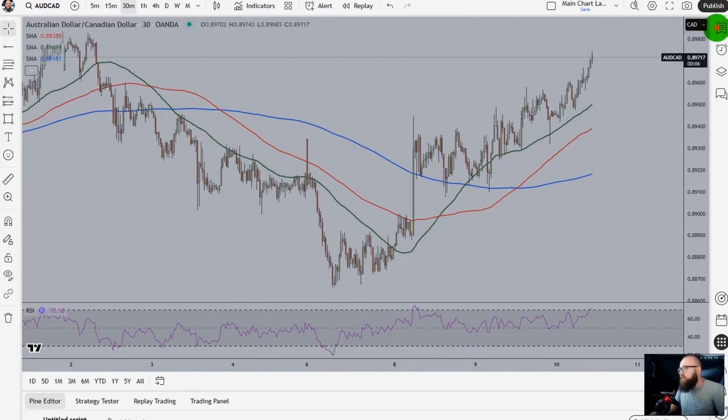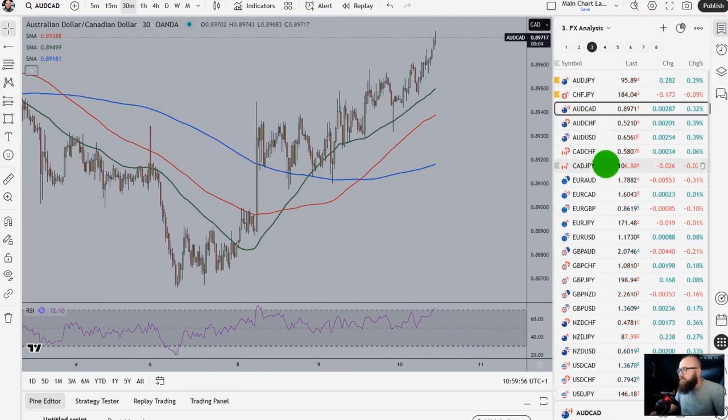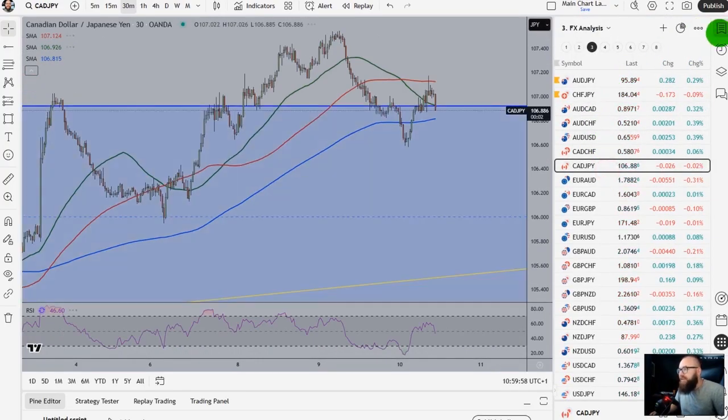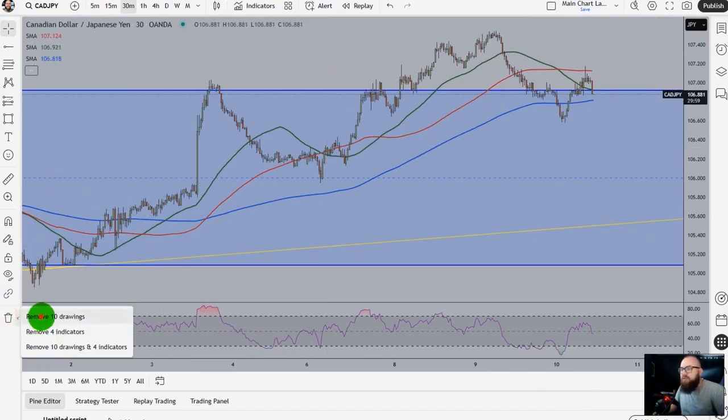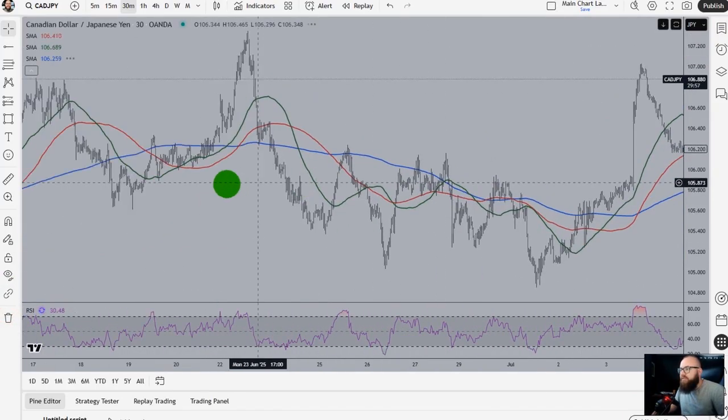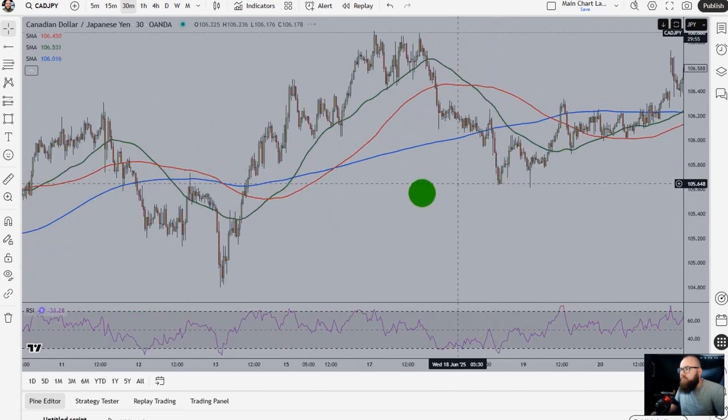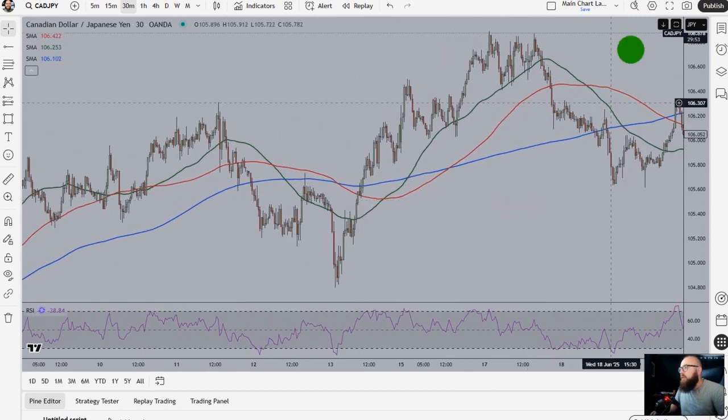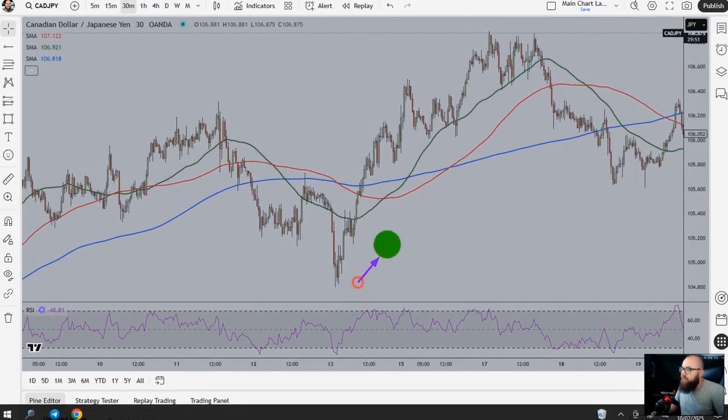Okay, let's actually change currency pairs, shall we? Let's do Canadian dollar yen. Let's have a look at this, if I can spot a double top or a double bottom. There's one here. Okay, so once again, think of your higher highs, higher lows, key characteristic of an uptrend. If you don't have that, price is not uptrending.